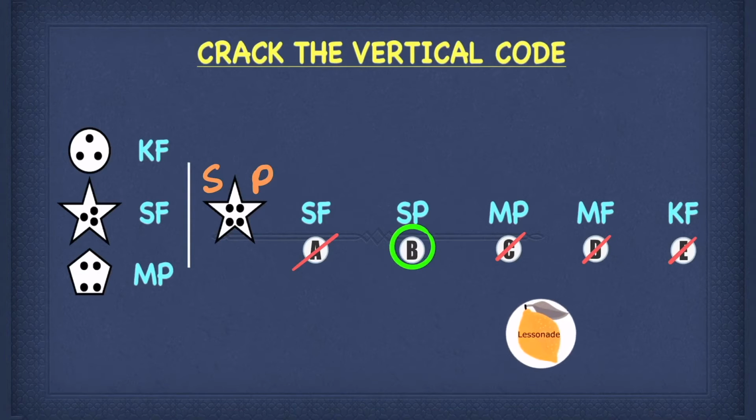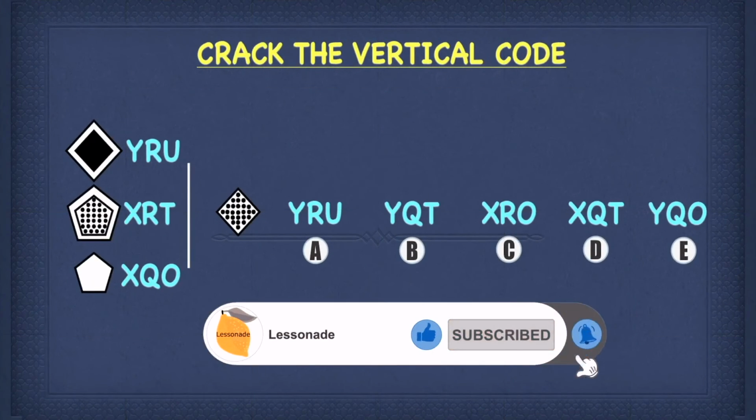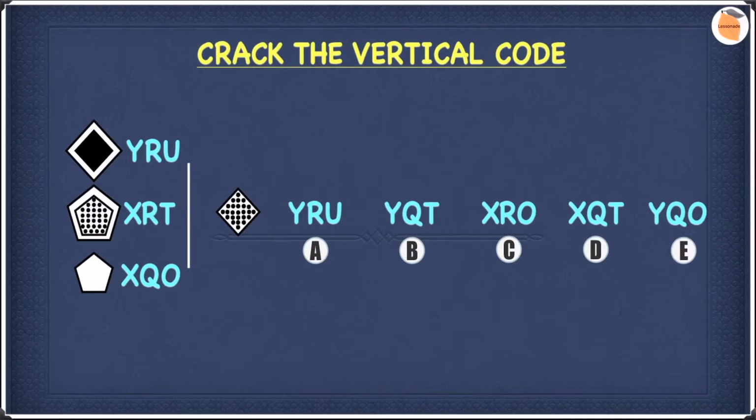I hope you guys understood everything so far. Now let's go on to the next one. Let's have a look at this example, and in this example, rather than 2-letter codes, we have 3-letter codes. Other than that, we're going to do the same thing for this question.